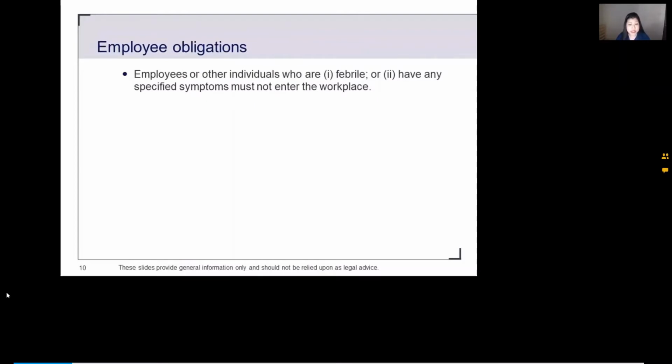Okay, so employers are not the only ones with obligations, employees as well. Employees and other individuals are also required to ensure that they do not enter the workplace if they have fever or any of the specified symptoms.